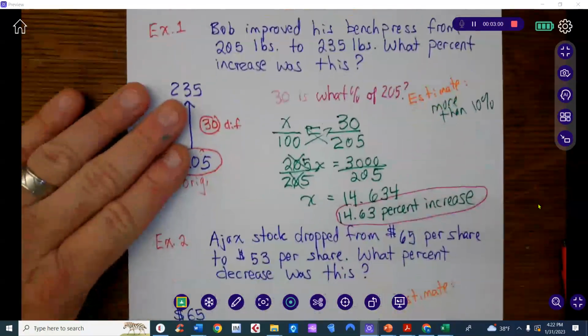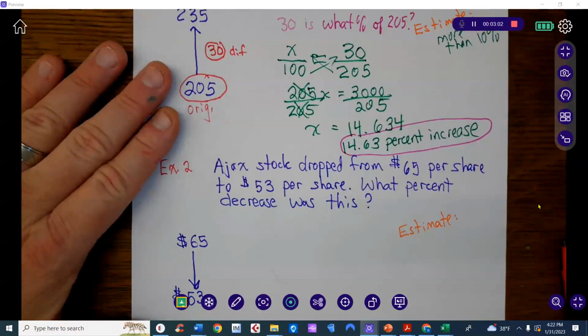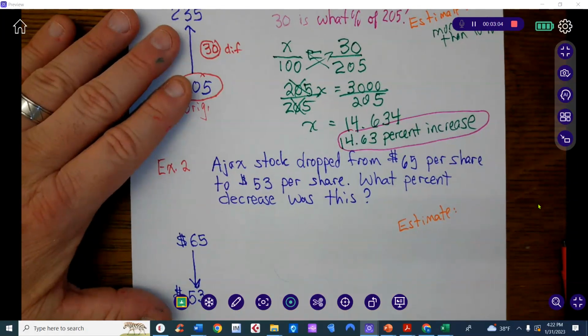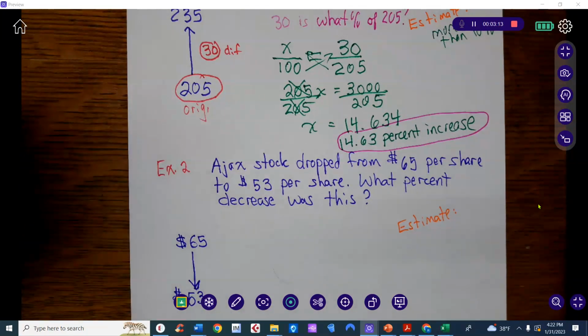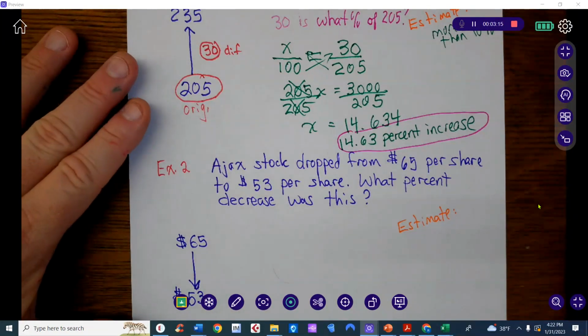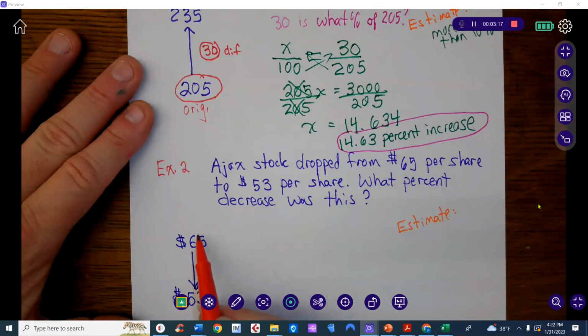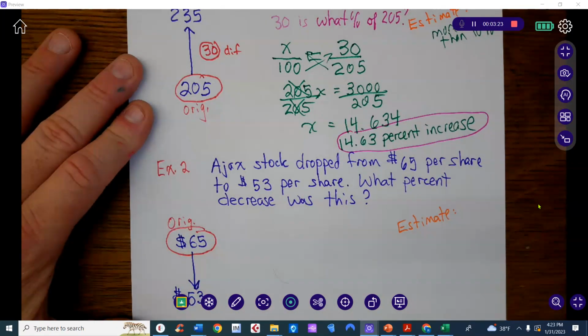All right, let's go to example number 2. In this case, we're going to do a percent decrease. Ajax stock dropped from $65 a share to $53 per share. What percent decrease was this? Now, in this case, we start at 65, so let's call that our origin. And it went down $12.